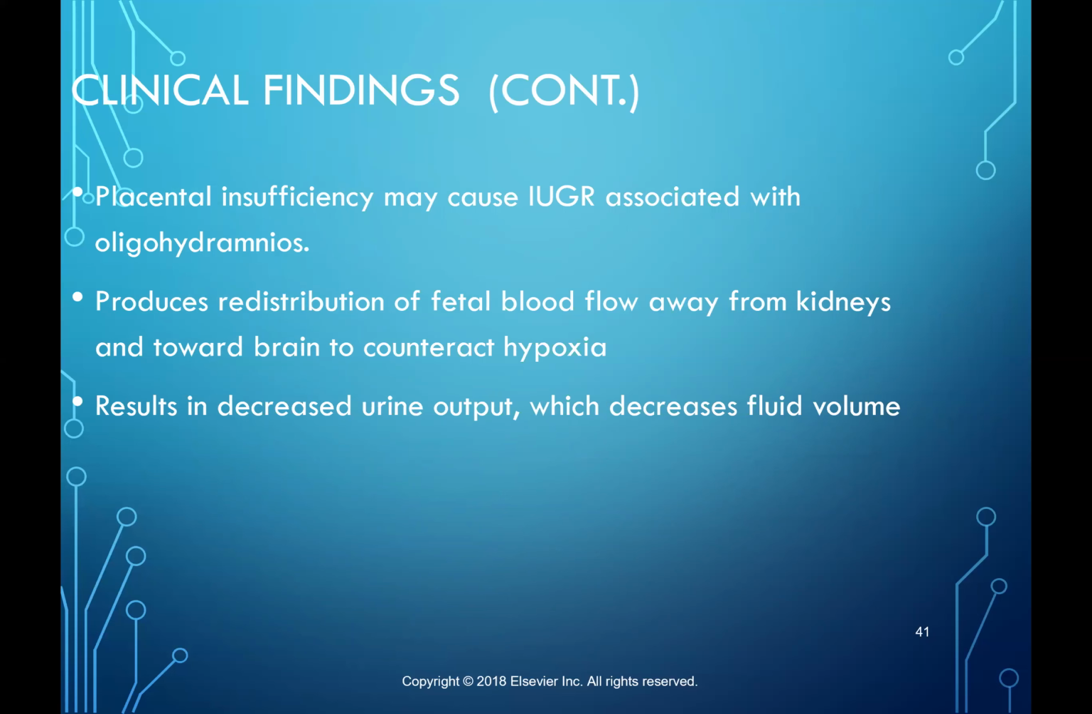Placental insufficiency may cause IUGR and is associated with oligohydramnios, and it produces redistribution of fetal blood flow away from the kidneys toward the brain to counteract the hypoxia. This results in decreased urine output. So babies that have IUGR, you can think most of the time, or a lot of the times, will have lower fluid, sometimes oligo.